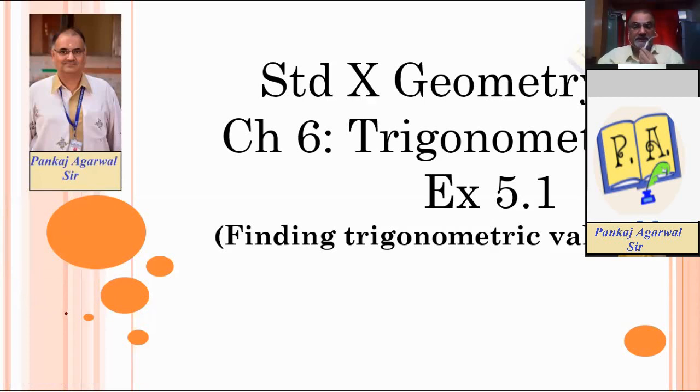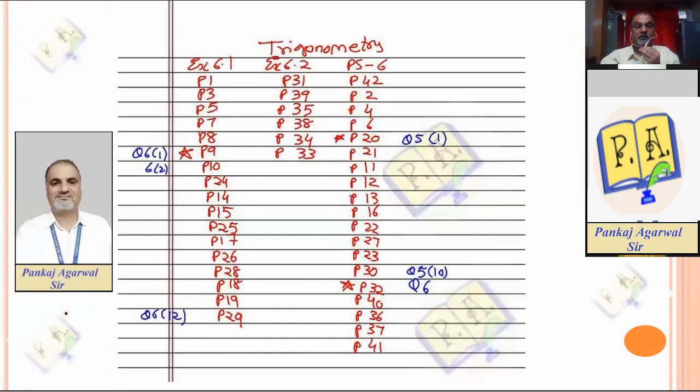Let's begin with standard 10th, geometry, chapter 6, trigonometry. We'll begin today with exercise 6.1, finding the trigonometrical values. You can see that we have only two exercises and a problem set. In exercise 6.1, there are many questions, but you can see these first 5 questions.